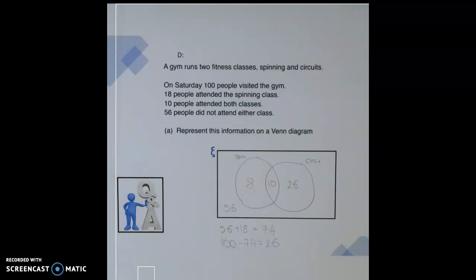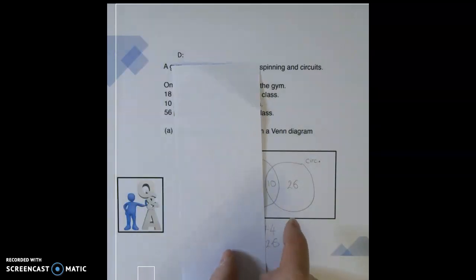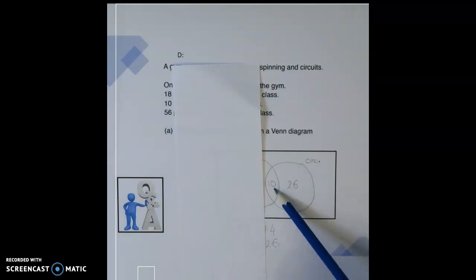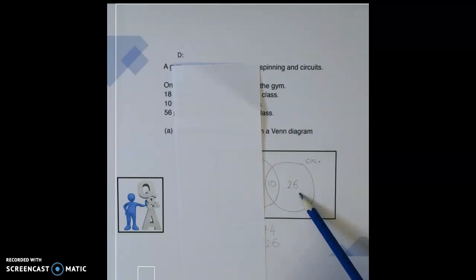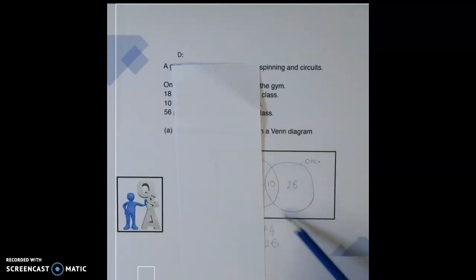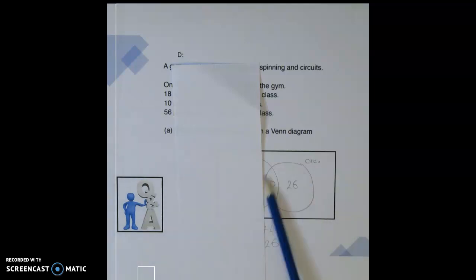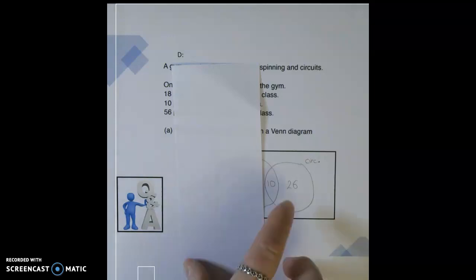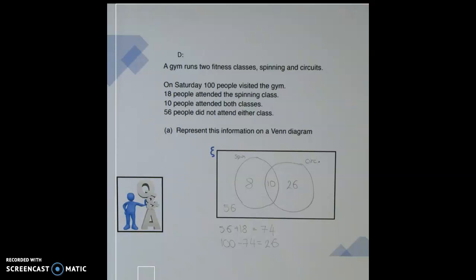Now if we close off the spinning class section again, you can now see that there was 10 people here and 26 people here. So altogether in the circuits set are 36 people. It's just that 10 of them also went to the spinning class as well. But altogether in this set are 36 people. And that is our answer.